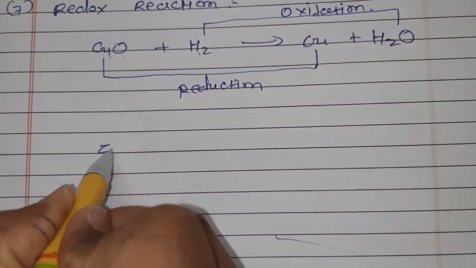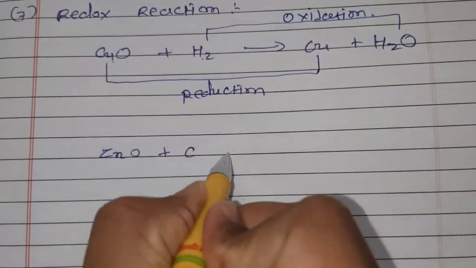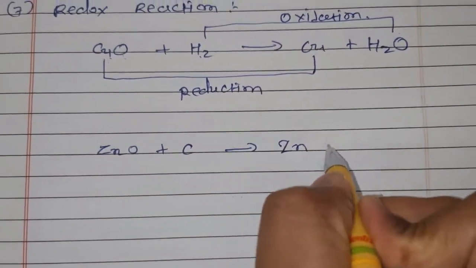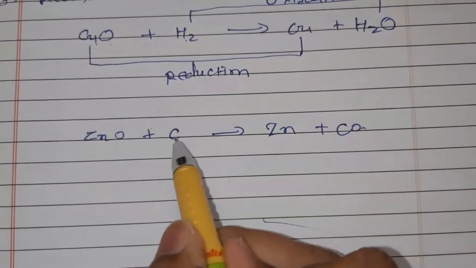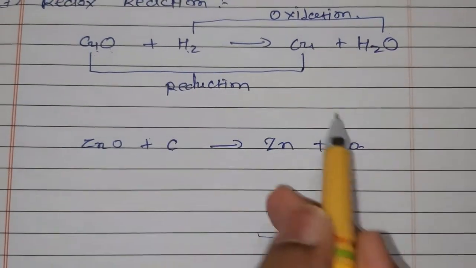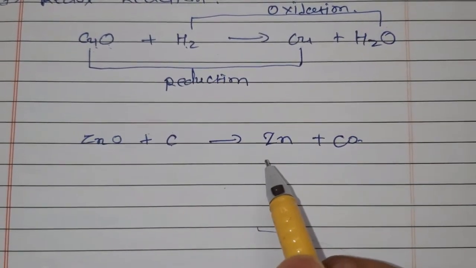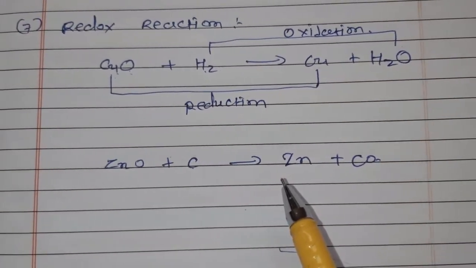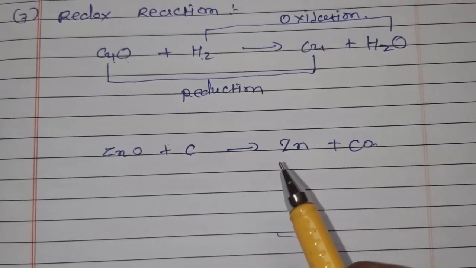Let us take another example, that is zinc oxide plus carbon. So here we get zinc plus carbon monoxide. We can say carbon is oxidized and the zinc gets reduced. So these are known as redox reactions.